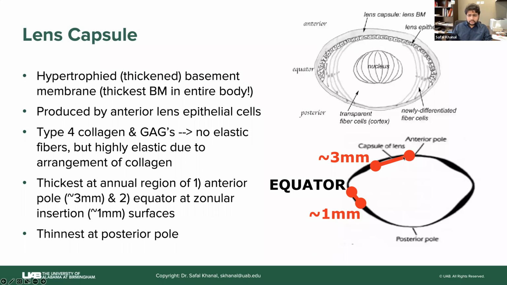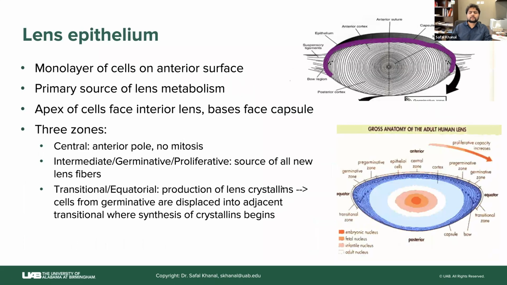The capsule is thickest in around a 3 millimeter area close to the anterior pole, and also just behind the equator, a 1 millimeter area. It is thinnest in the posterior pole. As we said, the anterior surface of the lens contains epithelium. It is a monolayer of cells, and these cells are the primary source of lens metabolism. In this layer, the apex of the cells faces the interior part, and the base faces the capsule.